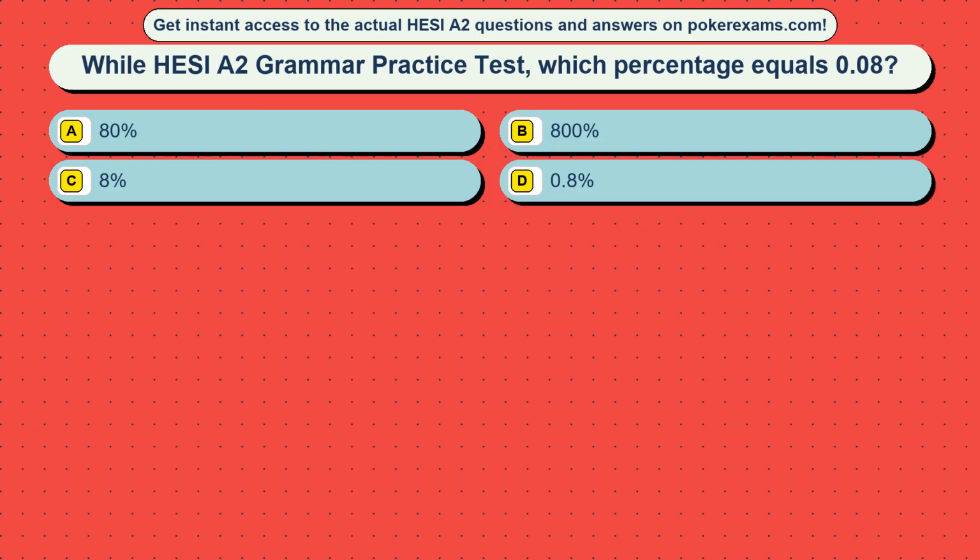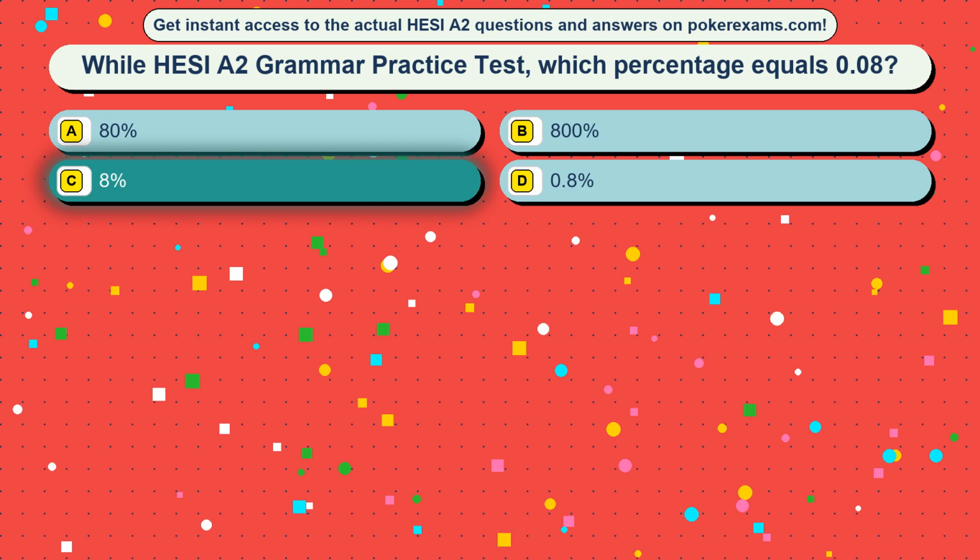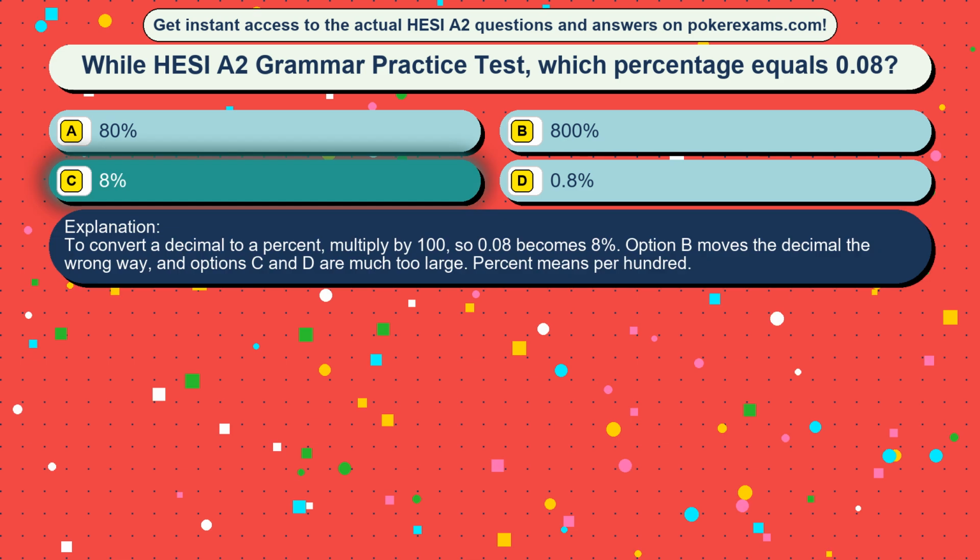Question 27. While HESI A2 Grammar Practice Test, which percentage equals 0.08? Option A, 80%. Option B, 800%. Option C, 8%. Option D, 0.8%. The correct answer is option C, 8%. To convert a decimal to a percent, multiply by 100, so 0.08 becomes 8%. Option B moves the decimal the wrong way, and options A and D are much too large. Percent means per hundred.